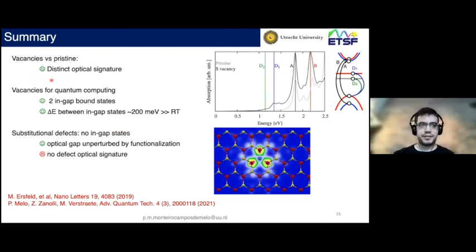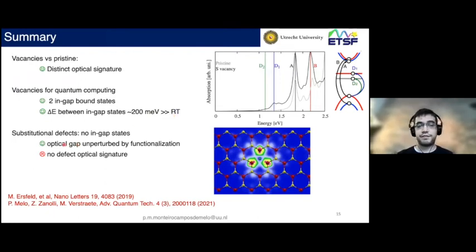Especially about the defects, which is our most recent work. The vacancies that we studied have distinct optical signatures, both from the pristine and amongst themselves. And we have proved that they have bound states, bound excitons, that have an energy splitting amongst themselves of around 200 milli-electron volts, which is much higher than room temperature. So in principle, they should be protected against electron-phonon scattering.